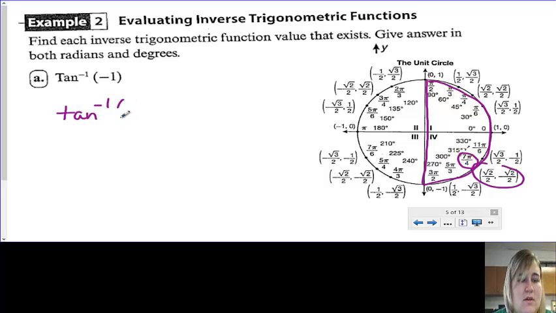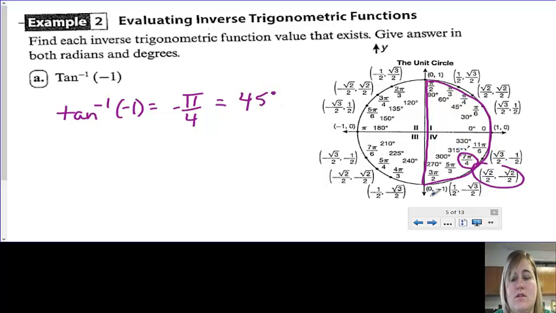or inverse tangent, excuse me, of -1 is equal to negative pi over 4, because 8 pi over 4 would be here, right, 2 pi, and I'm going down pi over 4, so that's negative. And the other would be the degree measure, which says 315, which I take from 360 to get 45 degrees.